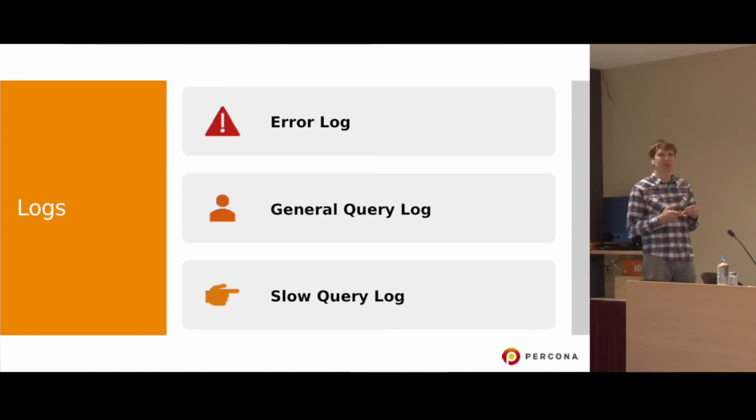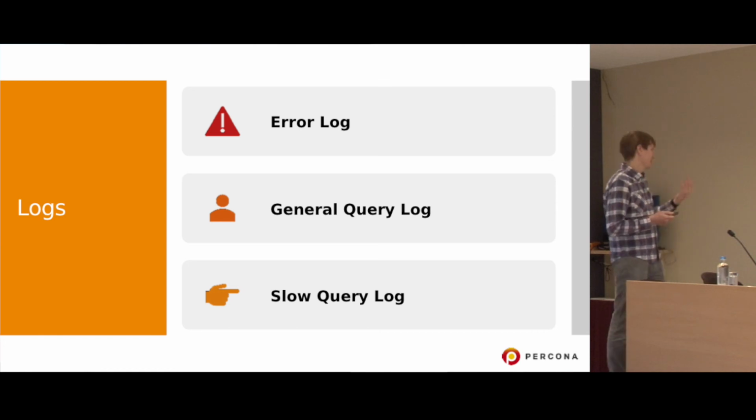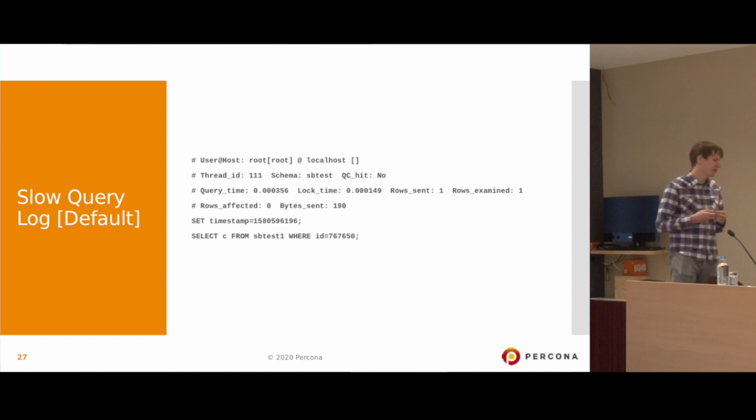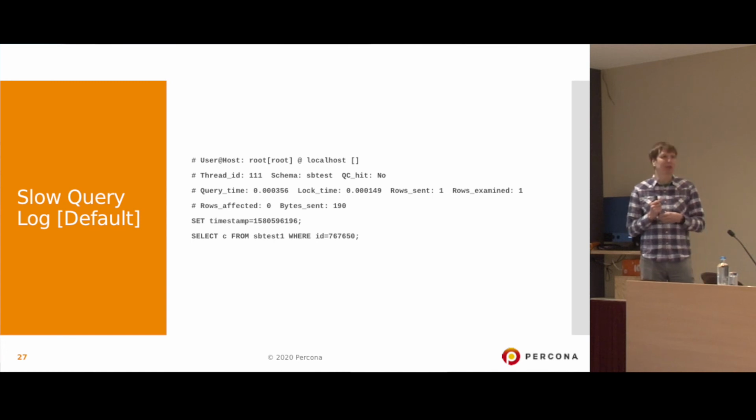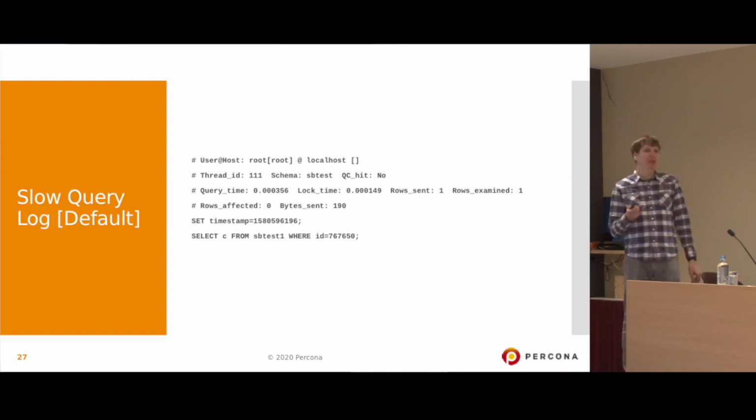Okay, logs. Obviously, logs are also very valuable information which you can get with MariaDB. You can have error log, general query log, slow query log. For the sake of time, I will focus on the slow query log here to show what MariaDB has to offer. This is how the default MariaDB slow query log looks, right? You can see the query information as well as some execution statistics available here.